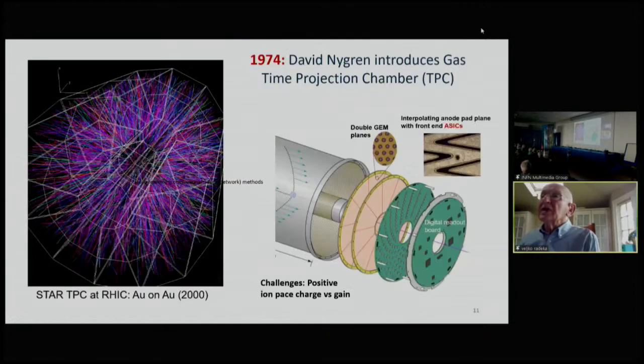The next came the breakthrough in '74, where David Nygren introduced the gas time projection chamber. They are obviously one of the important tracking detectors in heavy ion colliders today, ALICE at the LHC and at RHIC.